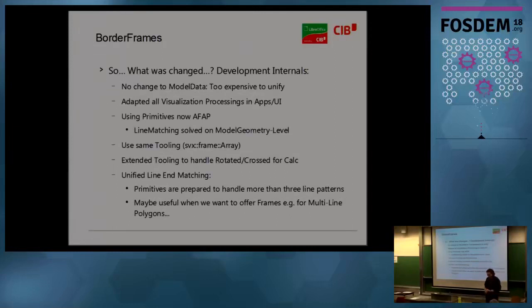And the unified line and matching primitives are prepared to handle more than 3 line patterns. So in the future, if someone wants to do a line with 4 draws and wants to match it, we can do that. And it may be useful when we want to offer frames for multi-line polygons and stuff like that. We will see. So we have a working matching stuff where you can do funny things.